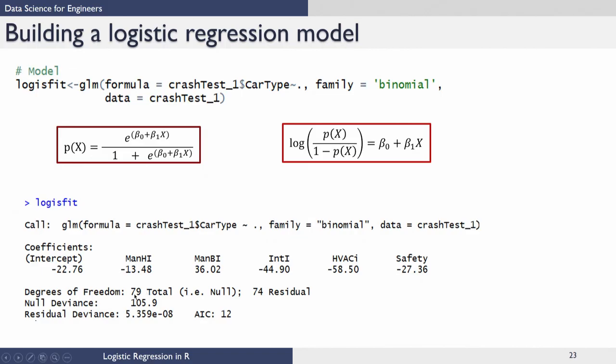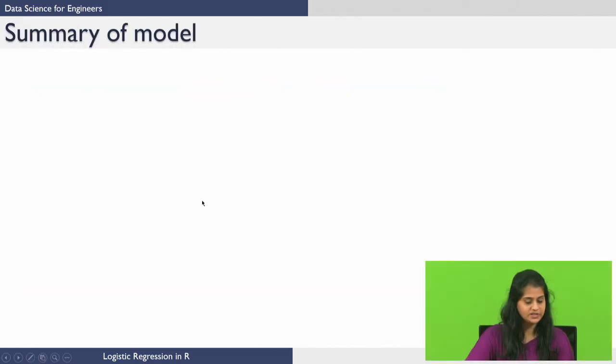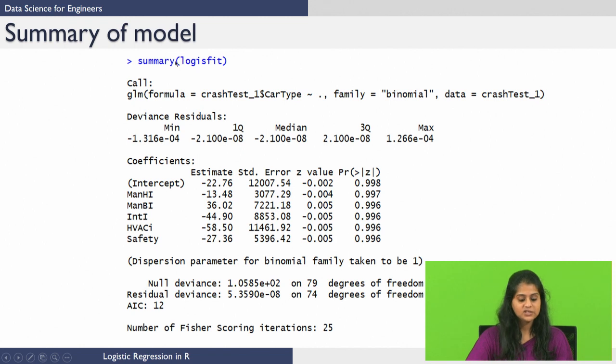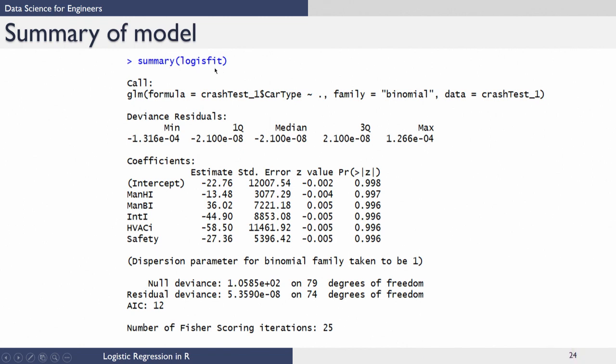So, the first degrees of freedom is when you have a null model, that is only with the intercept, and in the second case you have degrees of freedom equal to 74, which means that I have included all the variables into my modeling. So, now let us look at each of the coefficients in detail. So, I am going to again use summary of logisfit.